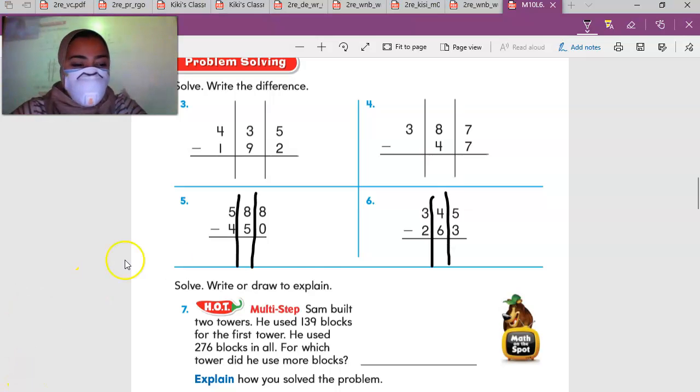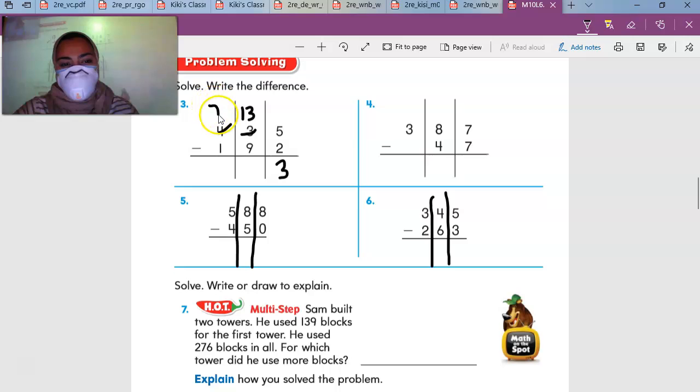All right, so now let's go over our answers. 5 take away 2 is 3. 3 take away 9. Can we do that? No. 3 becomes a 13. And 4 becomes a 3. Now 13 take away 9 is 9, 10, 11, 12, 13, is 4. And 3 take away 1 is 2. 243 should have been your answer.